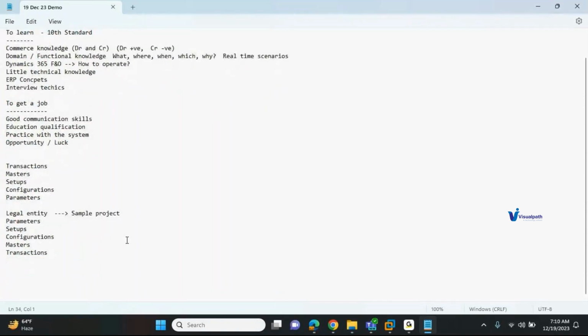Okay, and the session will be 7 to 8 a.m. IST, Monday to Friday, and it will be 2.5 months. It may be plus or minus. It may be increased, it may be decreased, plus or minus 1 week, 2 weeks, depending upon the participants. If people are asking many questions, it will be extended.